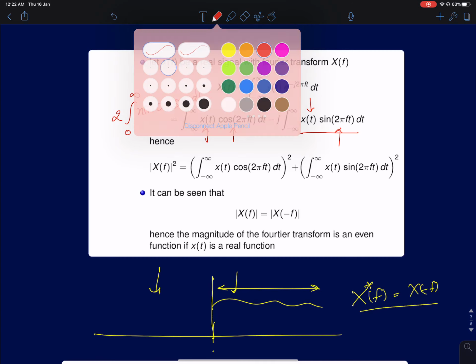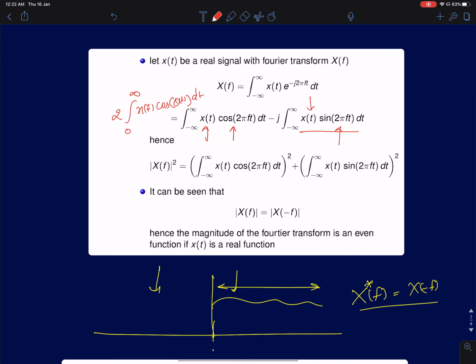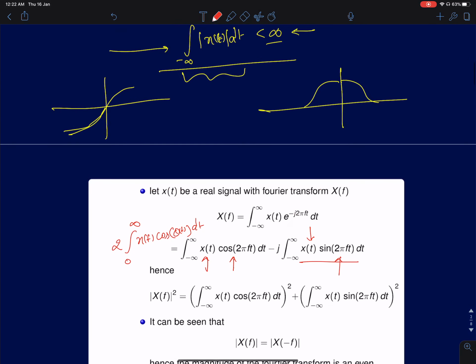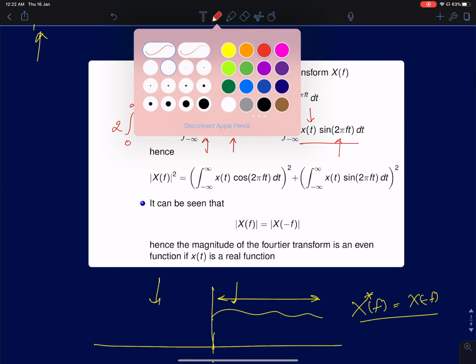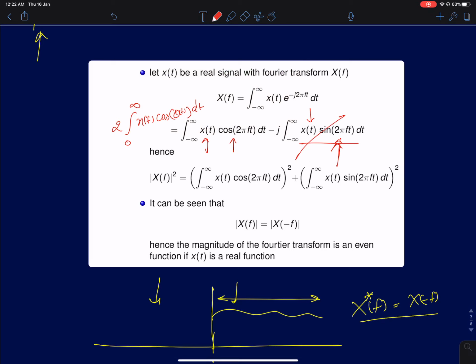From that, we can say that when you integrate an odd function, the positive area will be equal to the negative area. So when you integrate from minus infinity to plus infinity, the value of the integral will be 0. So the value of this integral goes to 0. The imaginary part of the Fourier transform becomes 0. So the Fourier transform is purely real.